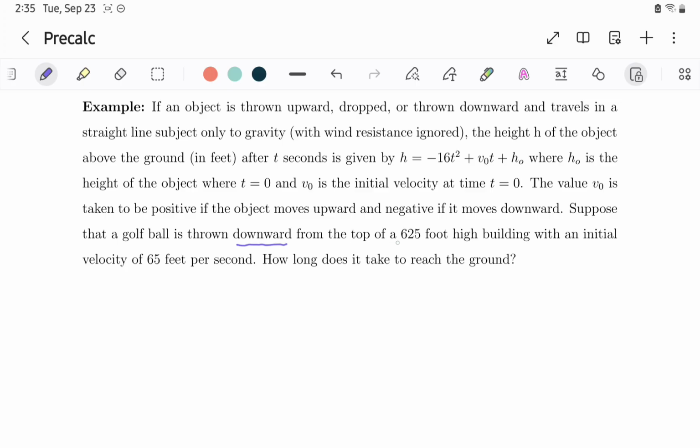from the top of a 625-foot high building. So 625 feet is going to be our initial height. This is going to be our h naught. With an initial velocity of 65 feet per second. So since it's downwards, that means v naught is negative. And since the initial velocity is 65 feet per second, this means that v naught is going to equal a negative 65.